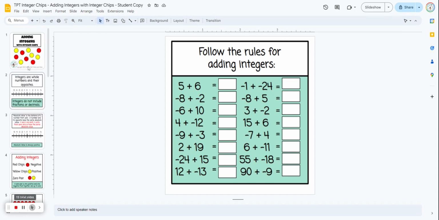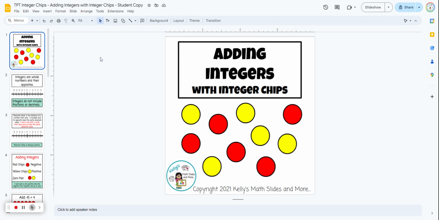So that is the digital lesson, adding integers with integer chips.